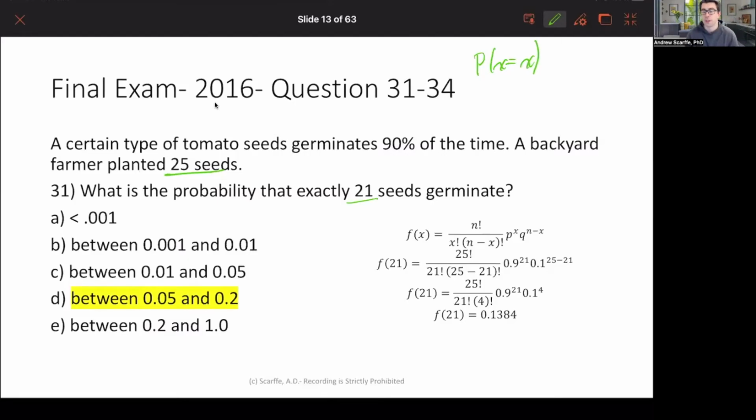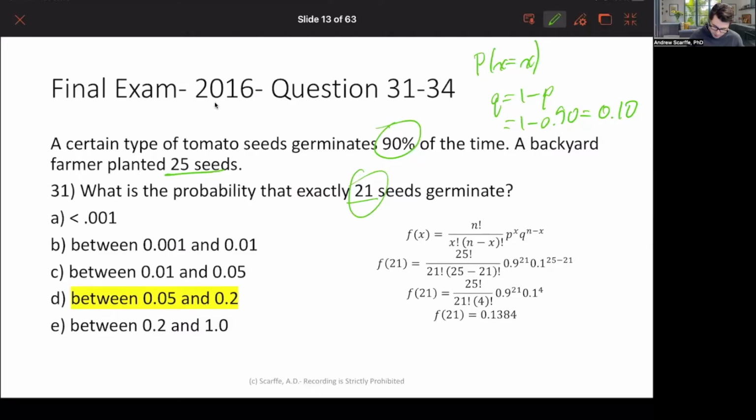In this case, it's 21 factorial times n minus x factorial times p. That's the probability of success, which we're given in our question to be 0.9, to the power of x. That's our number of successes, times q to the power of n minus x. And we remember that q is equal to 1 minus p. So 1 minus 0.90 is equal to 0.10.